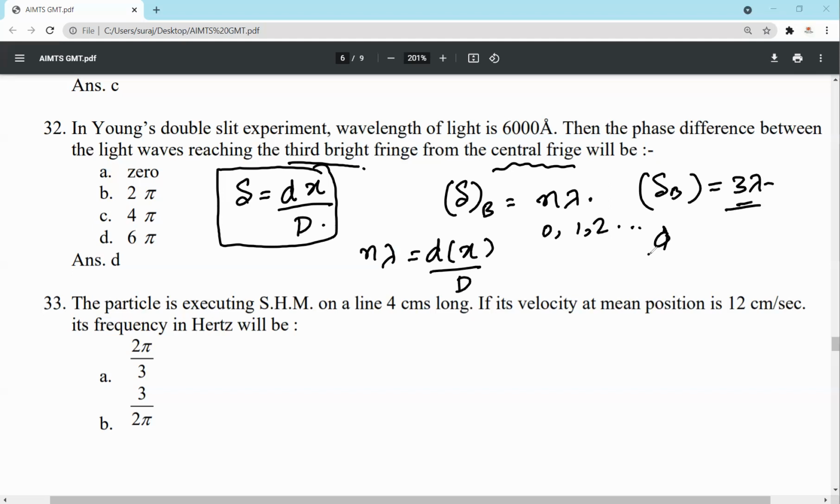Phase difference phi equals 2 pi by lambda into path difference. So it is 3 lambda by lambda. Lambda gets cancelled. So phi equals 2 pi into 3, which becomes 6 pi. Question number 33.